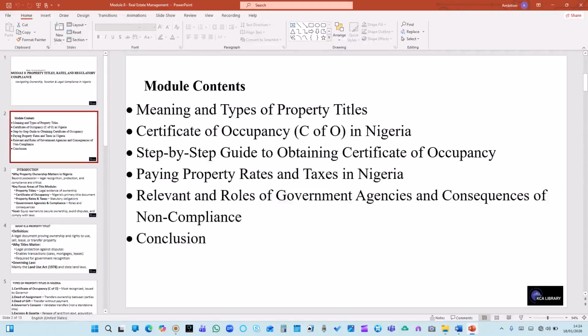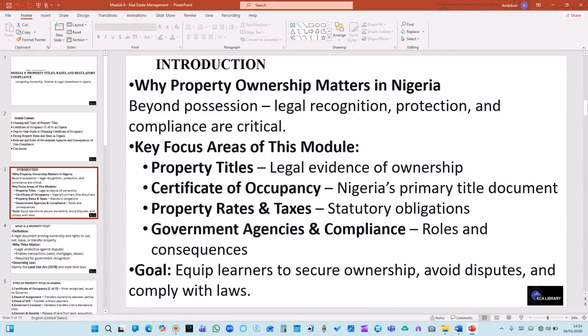The module contents that we should be looking at here include meaning and types of property titles, certificate of occupancy (C of O) in Nigeria, step-by-step guides to obtain certificate of occupancy, paying property rates and taxes in Nigeria, relevant roles of government agencies, and consequences of non-compliance. And then we will now draw a conclusion. Let us begin with the introduction.